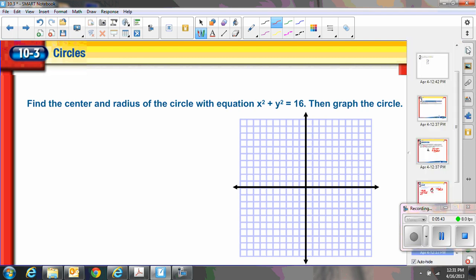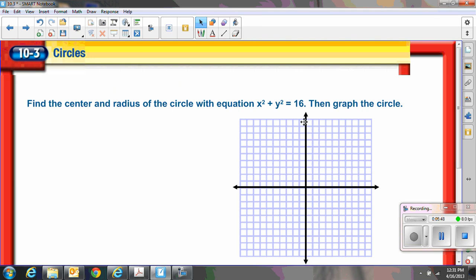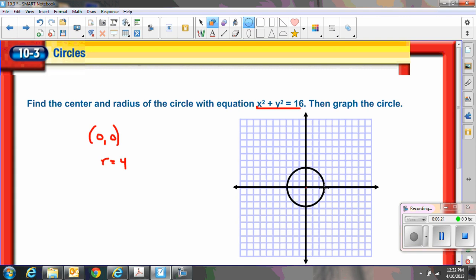Alright, let's find the center and the radius of the circle given x squared plus y squared is 16. If I'm given this equation, I simply have to look at it and say, okay, x squared is actually x minus 0, and y squared is actually y minus 0, which puts the center of this circle at 0, 0. This is equal to r squared. Since r squared is 16, square root that number tells me r has to be 4. This would be a circle with center at 0, 0 and radius of 4. And there it is.